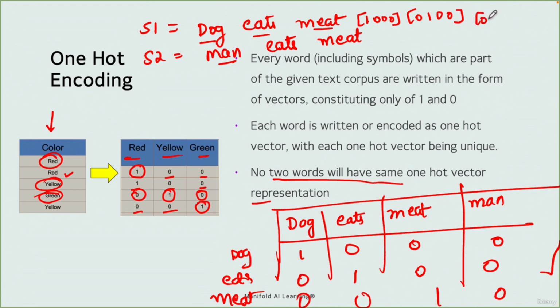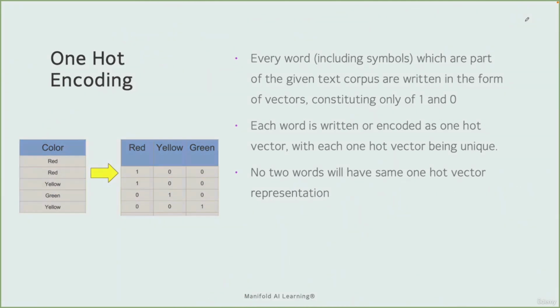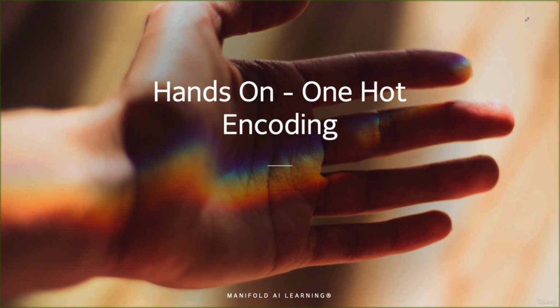So this is the representation of my sentence 1. Here I have represented my sentence 1 with the help of a one hot vector. In this way, we represent the given text data in a one hot representation format. Now that you have understood how we do one hot encoding for a given text corpus, let's go ahead and implement the same in a hands-on manner.